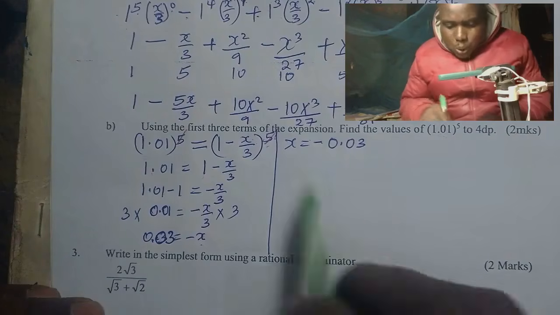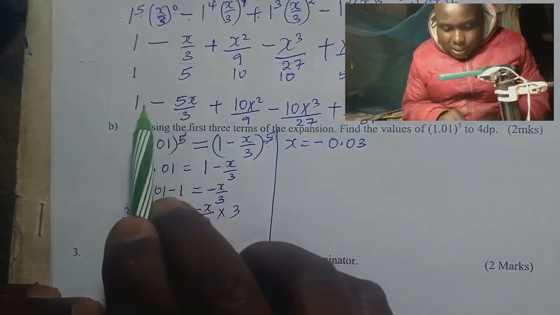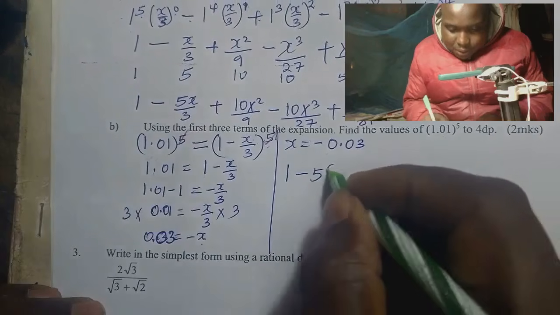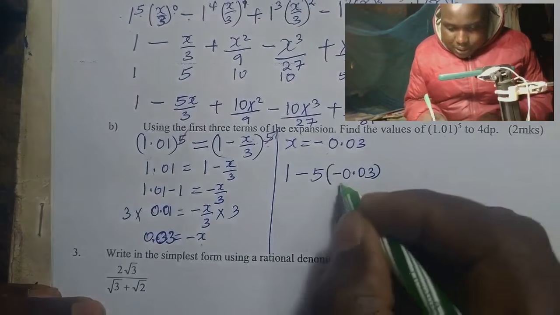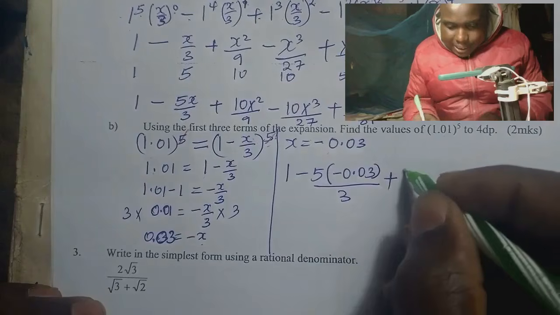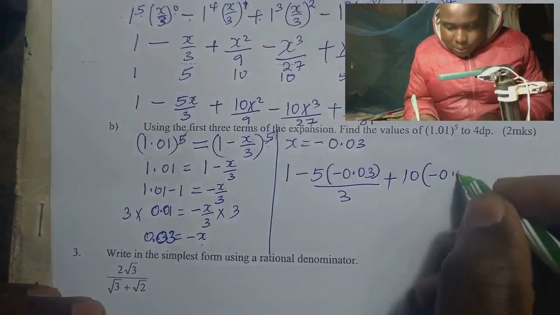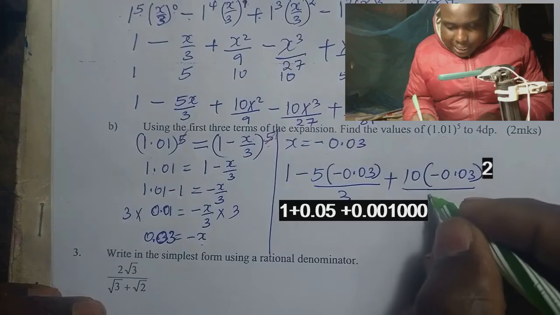Now what we do, we substitute this in this equation for the first 3 terms: 1, 2, 3. So it is 1 minus 5 into negative 0.03, divided by 3, plus 10 into negative 0.03 squared, divided by 9.